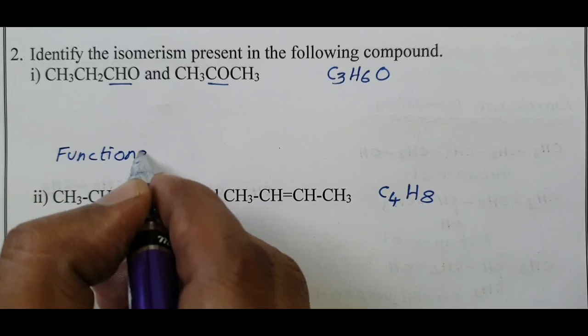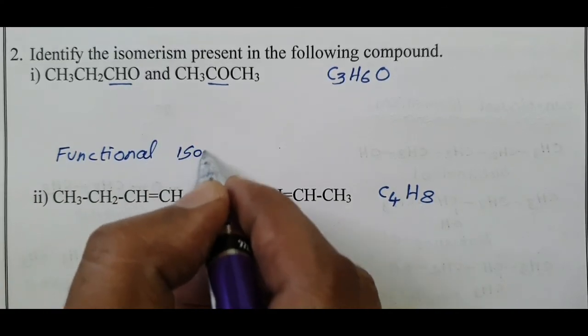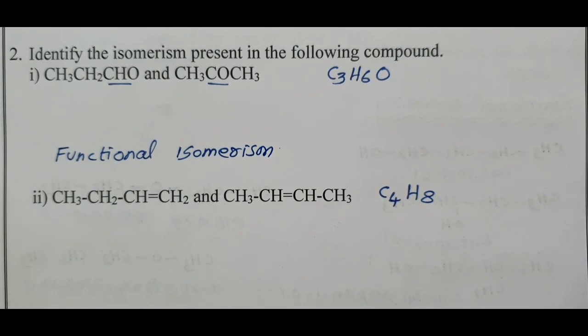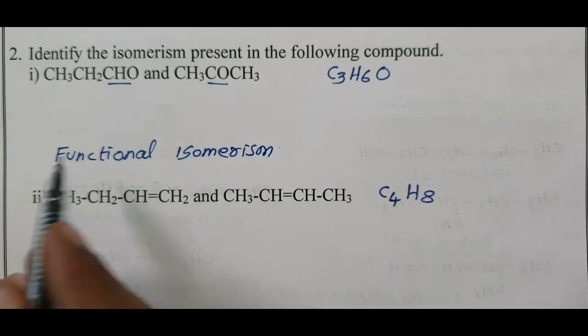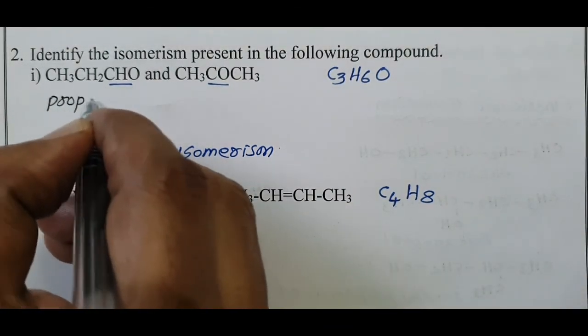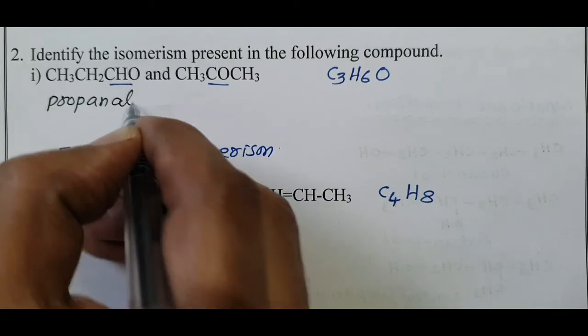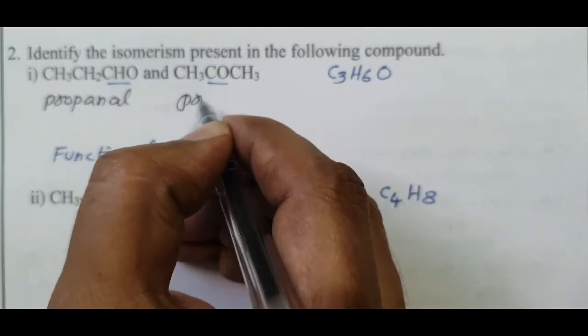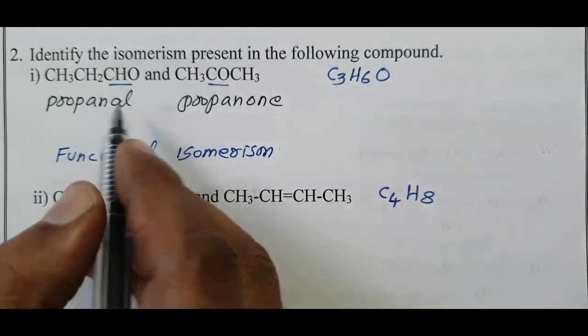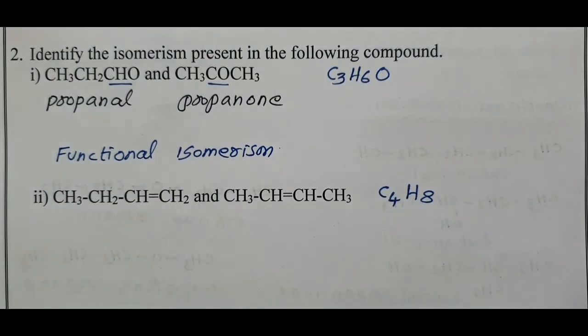What is functional isomerism? Compounds having the same molecular formula but a different functional group are called functional isomers, and the phenomenon is called functional isomerism. 3 carbon: prop; carbon carbon single bond: an; aldehyde: al. 3 carbon: prop; carbon carbon single bond: an; ketone: one. Propanal, propanone.